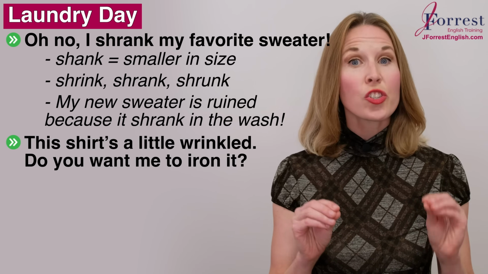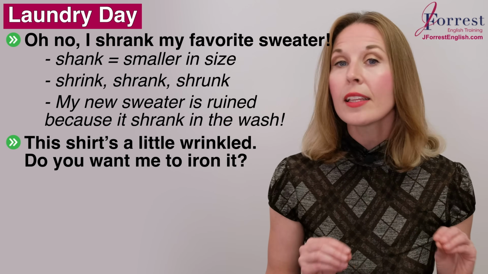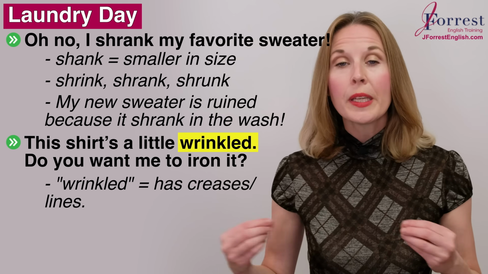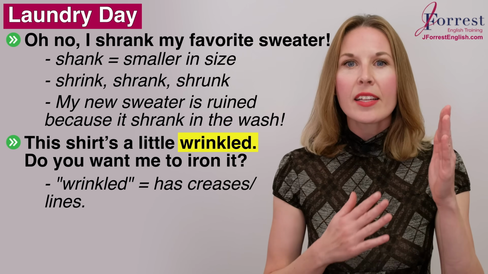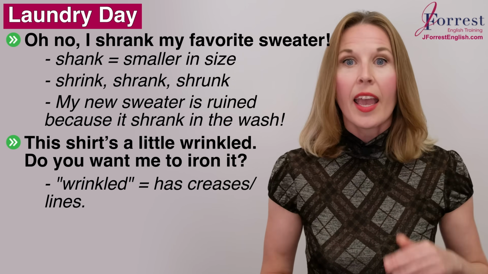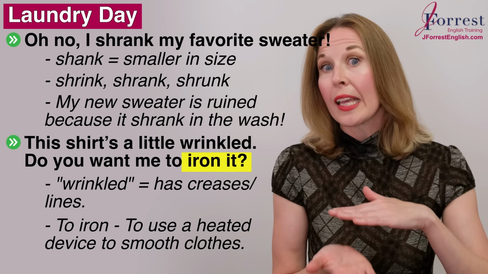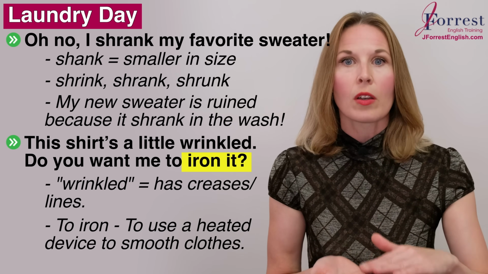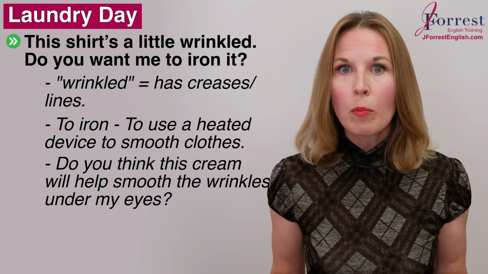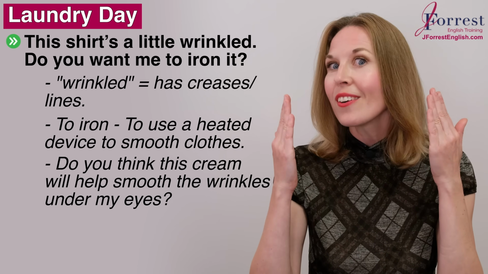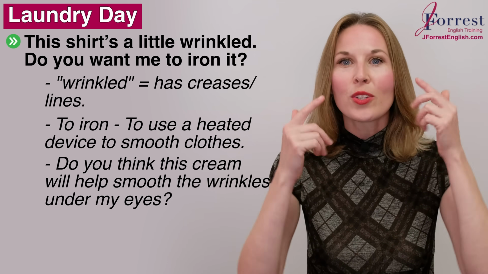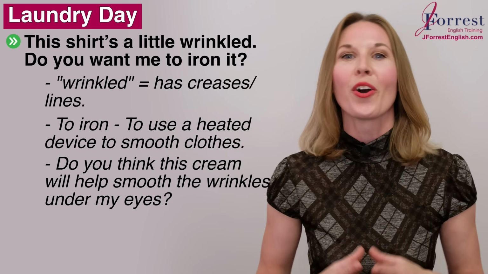You can say, this shirt's a little wrinkled. Do you want me to iron it? So wrinkled, to be wrinkled, it means it has creases or lines in the shirt. And to iron, this is to use a heated device to smooth clothes. But let's review this sentence. Do you think this cream will help smooth the wrinkles under my eyes? So wrinkles also describes the lines or creases on your body.